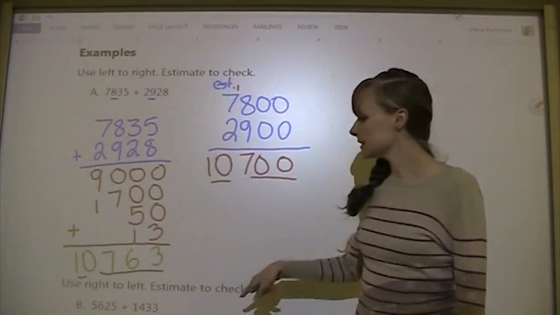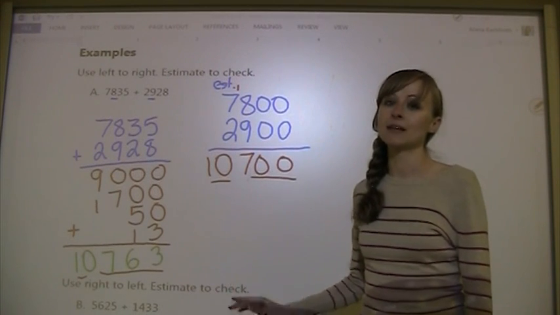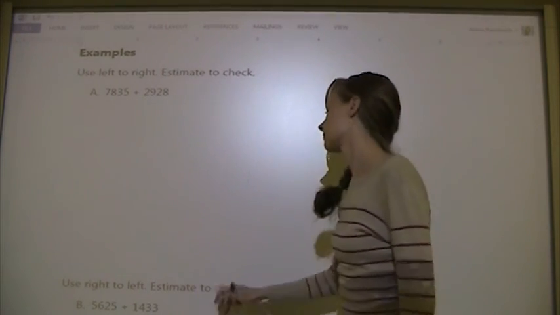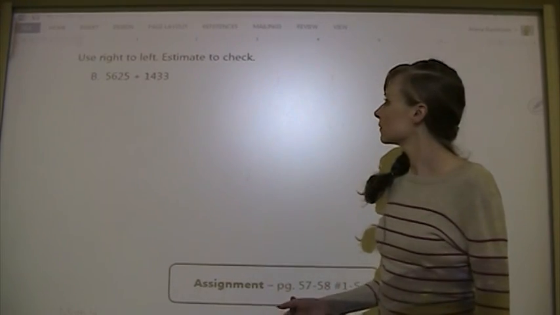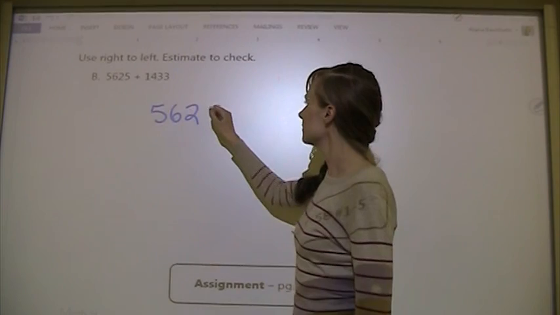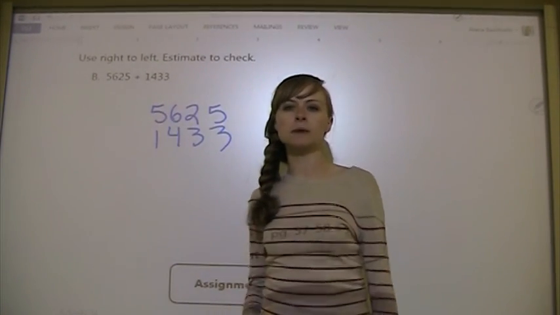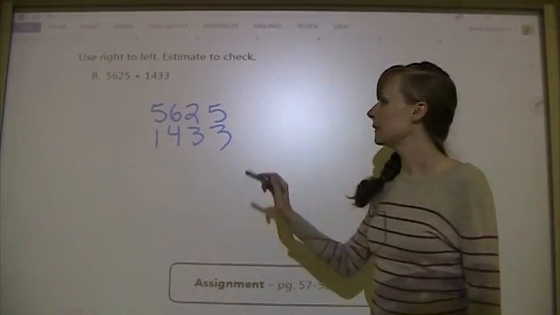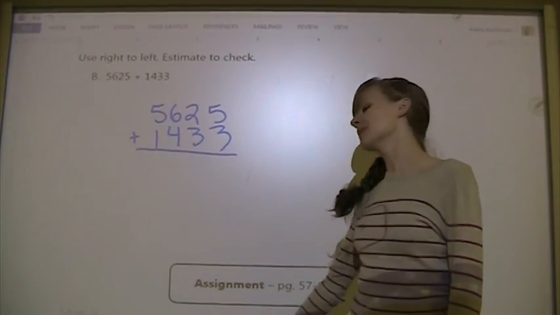Okay, if you have not estimated on this question, please pause the video and do so now and then play again. And if you have done the estimation, then let's continue on. Okay, so this one wants us to use right to left. So we've got 5,625 and 1,433. Notice how I always try to leave space above the numbers when I'm using right to left strategy because I might have to carry over. And I want to be able to see those numbers.